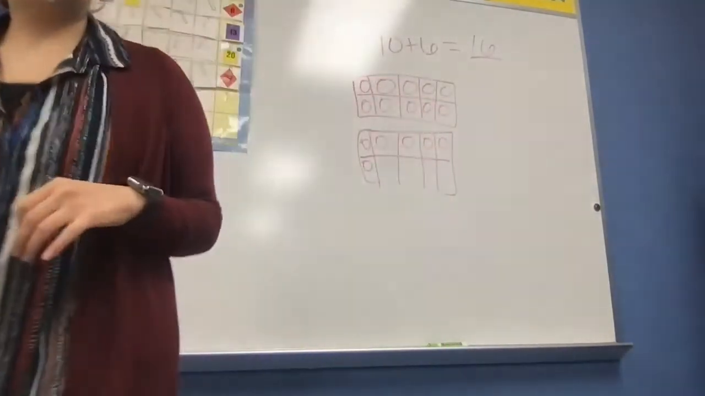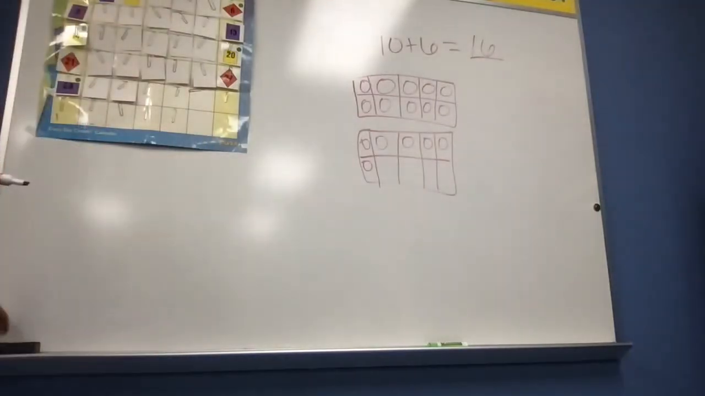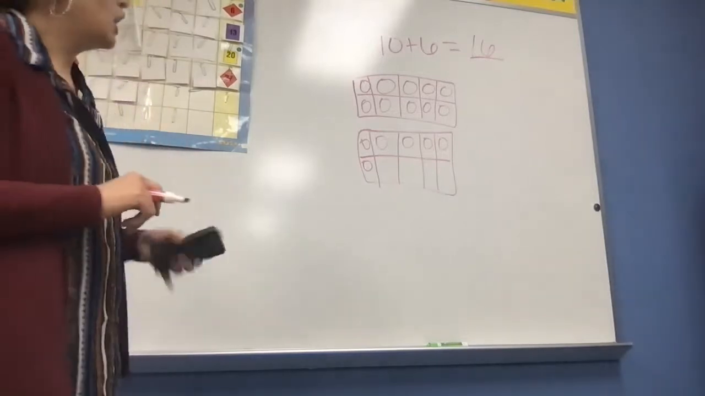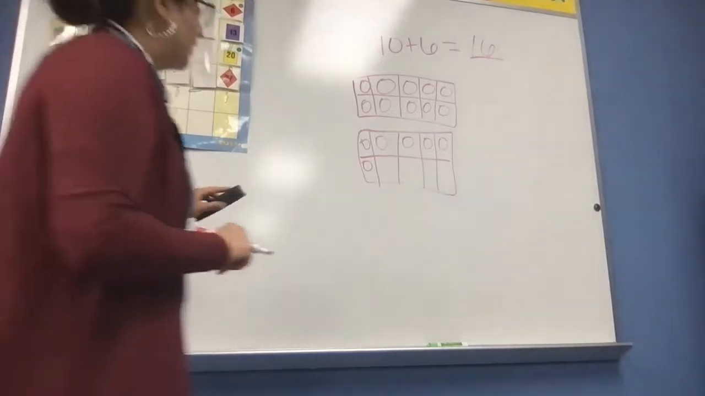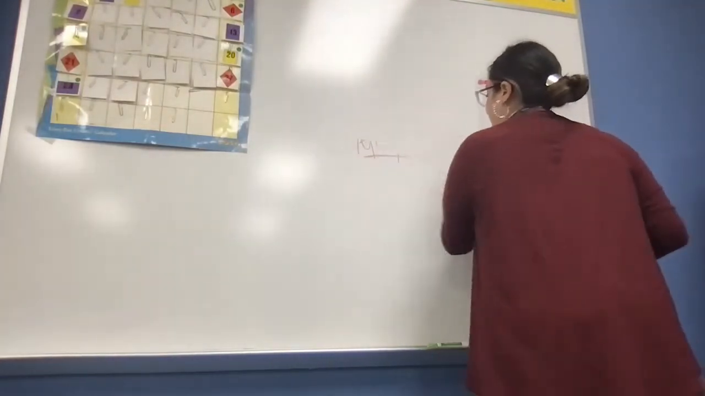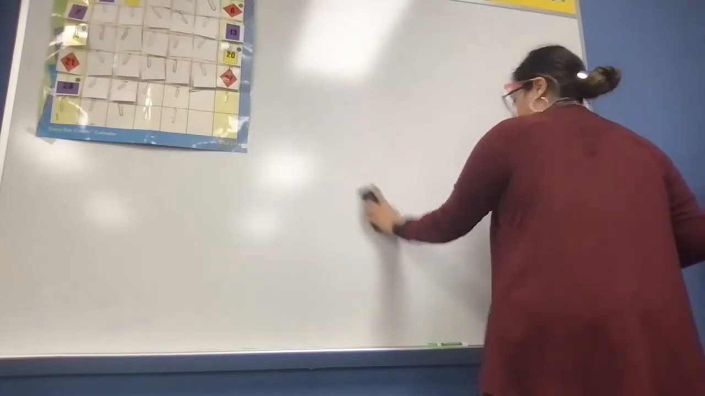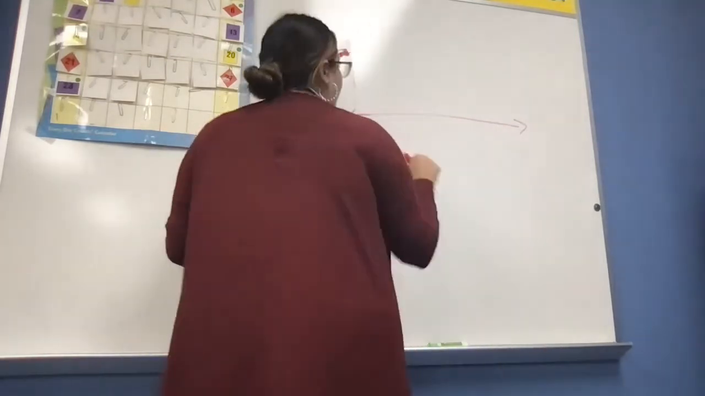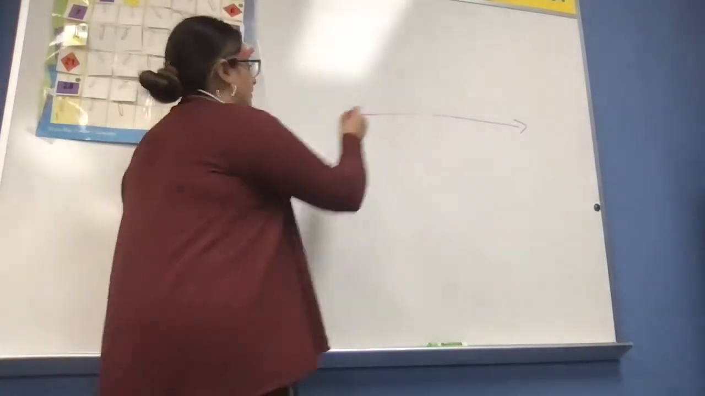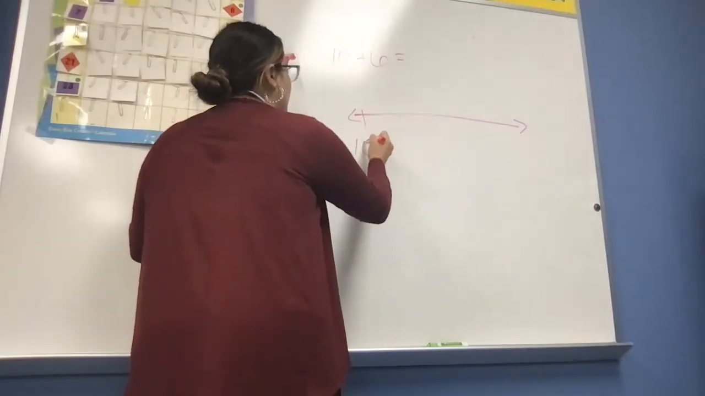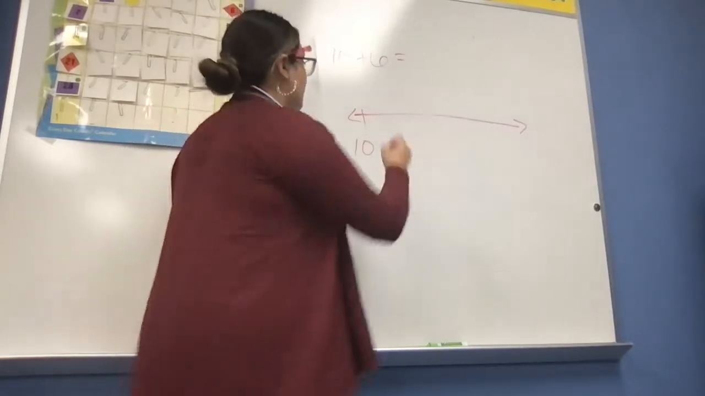Wasn't that quick? Now, I am going to show you another way that we can figure out what 10 plus 6 is. The other way that I have is using a number line. You've seen a number line before too. So if I'm adding, I'm going to start with 10 because my number is 10 plus 6. So I'm going to start with 10 right here. And all I'm going to do is a big jump.